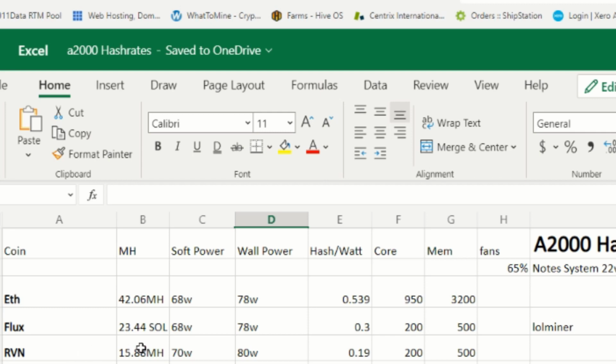Ravencoin, I hit a total of 15.88 megahash. Now, these aren't the top numbers I got. I am using the best hash to watt ratio that I did find.